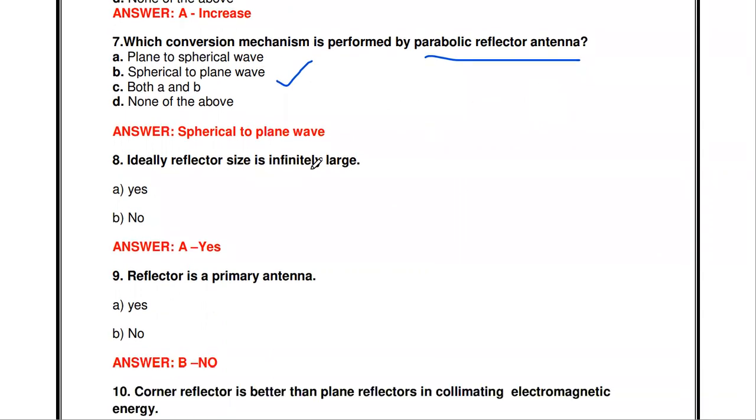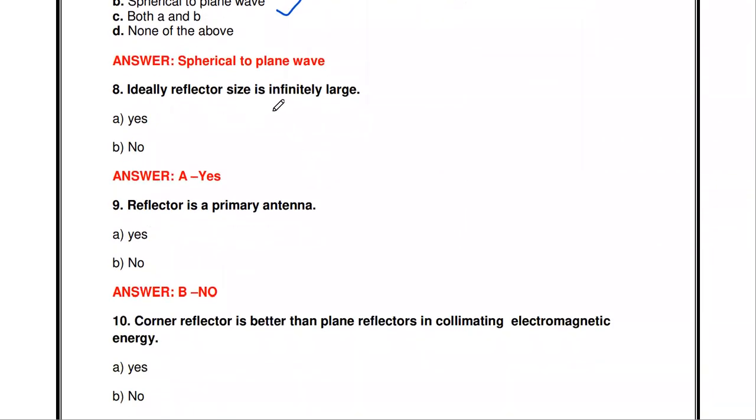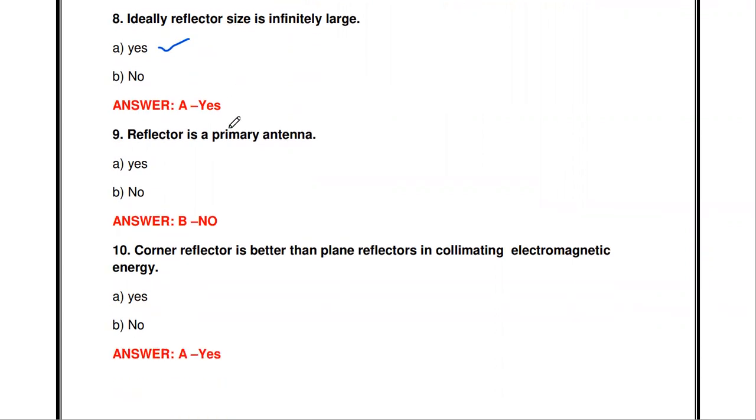Then the next one: ideally the reflector size is infinitely large. Yes or no? It's yes. The ideal reflector size is infinite; the flat sheet is infinitely large. Then: the reflector is a primary antenna. True or false? It's false. A reflector antenna is not a primary antenna. The reflector is a secondary antenna.